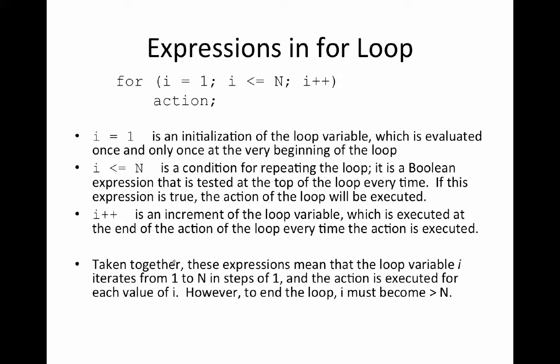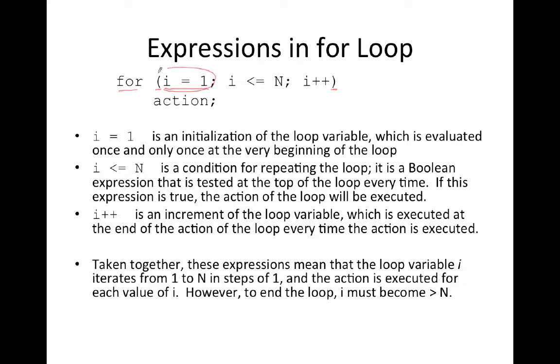In a for loop, we have three different expressions inside the parentheses. So the for loop looks like this. We have the word for, and then inside of parentheses, we have three separate things. The first thing, i gets the value of 1, is an initialization of the loop or the iterator variable, which is evaluated once and only once at the very beginning of the loop.